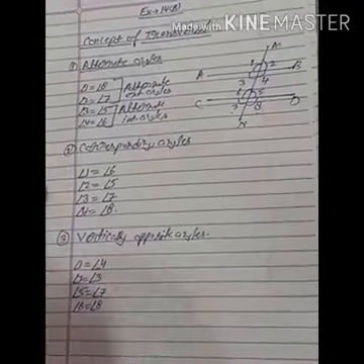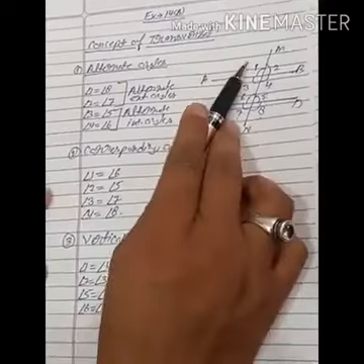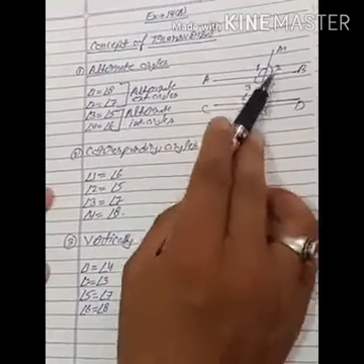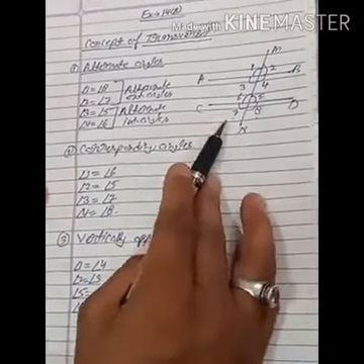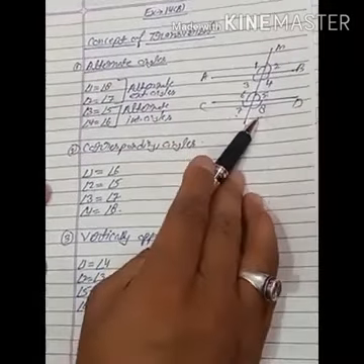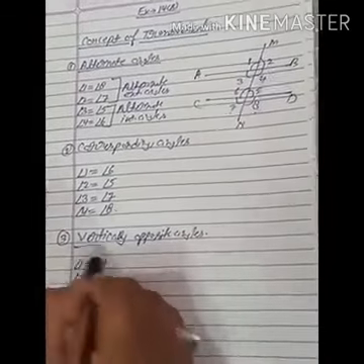Listen about vertically opposite angles again. Angle 1 is equal to angle 4, this cross. Angle 2 is equal to angle 3. Angle 5 is equal to angle 7. Angle 6 is equal to angle 8. So vertically opposite angles are equal.